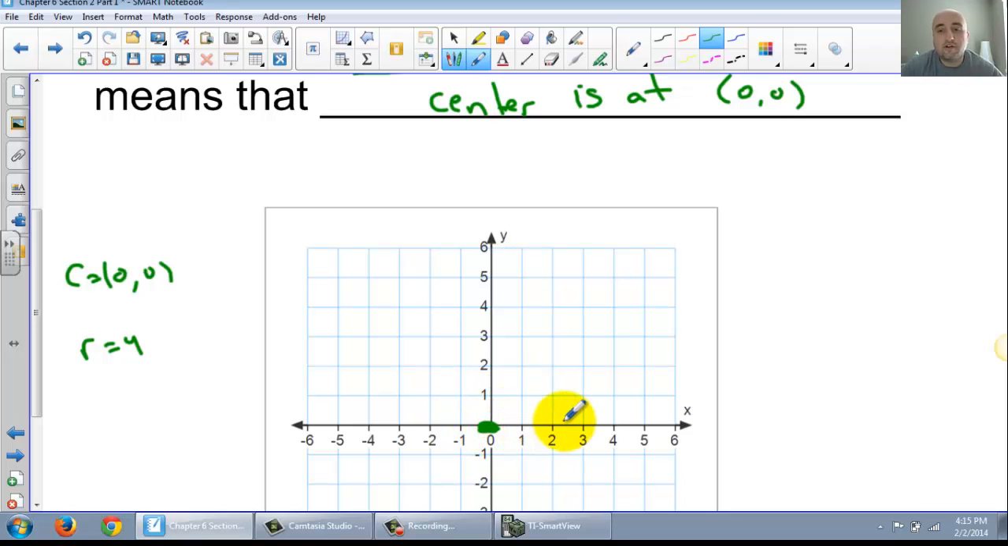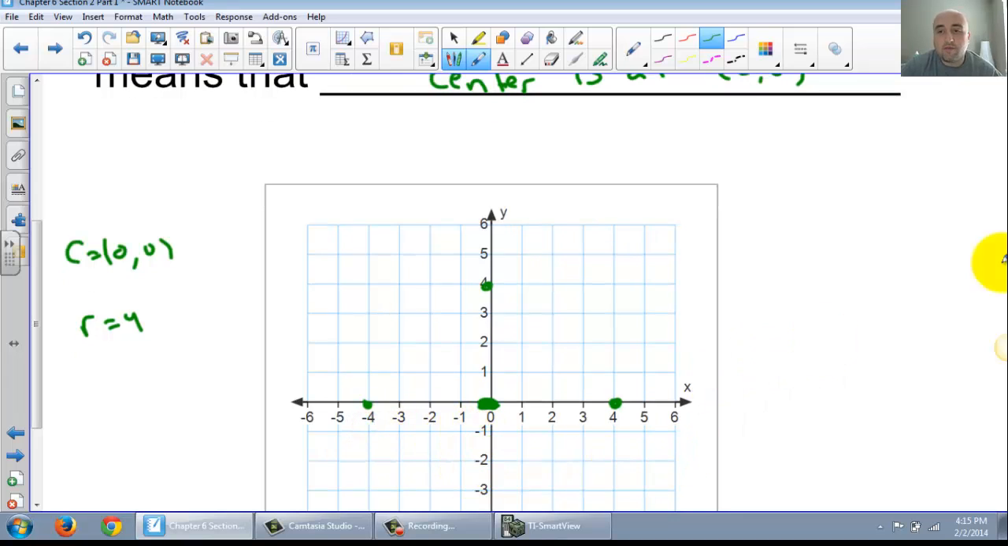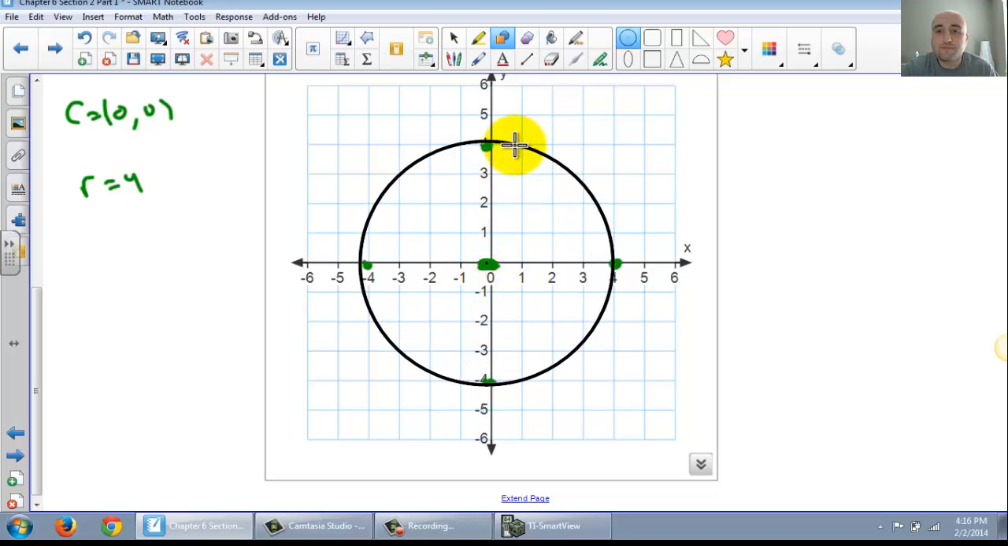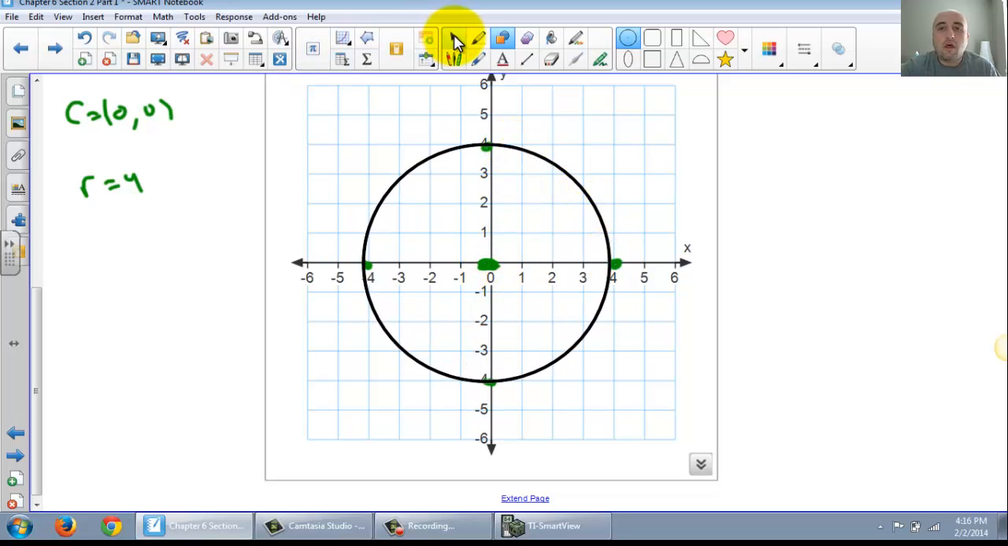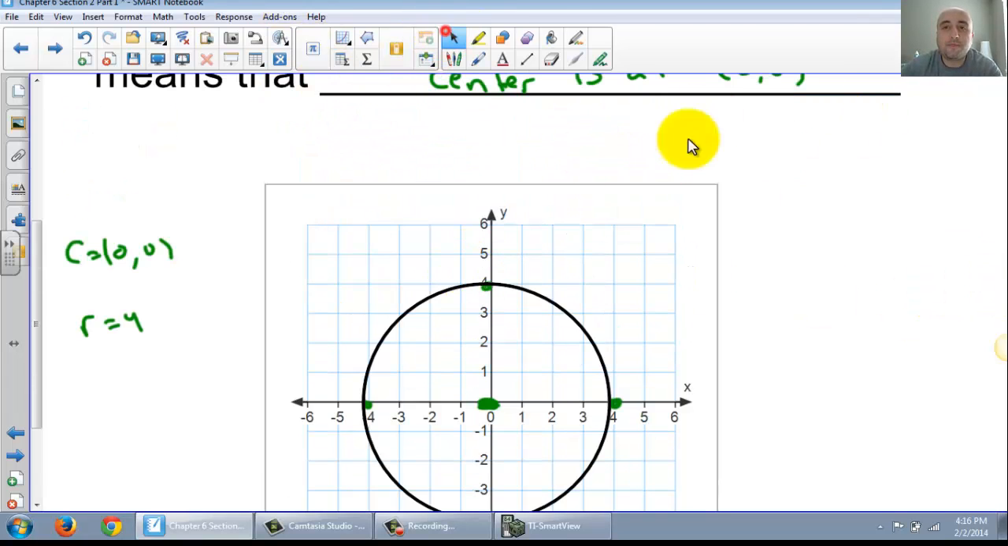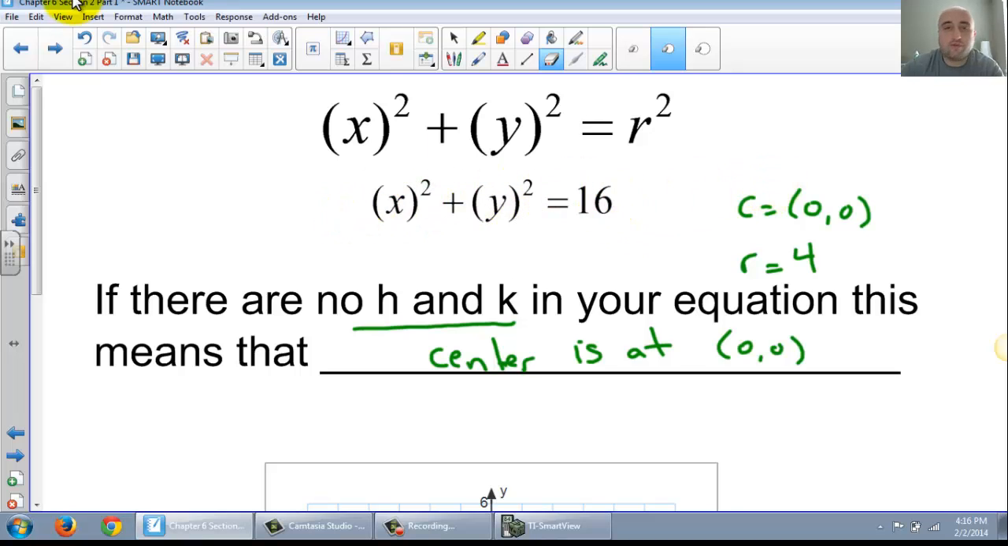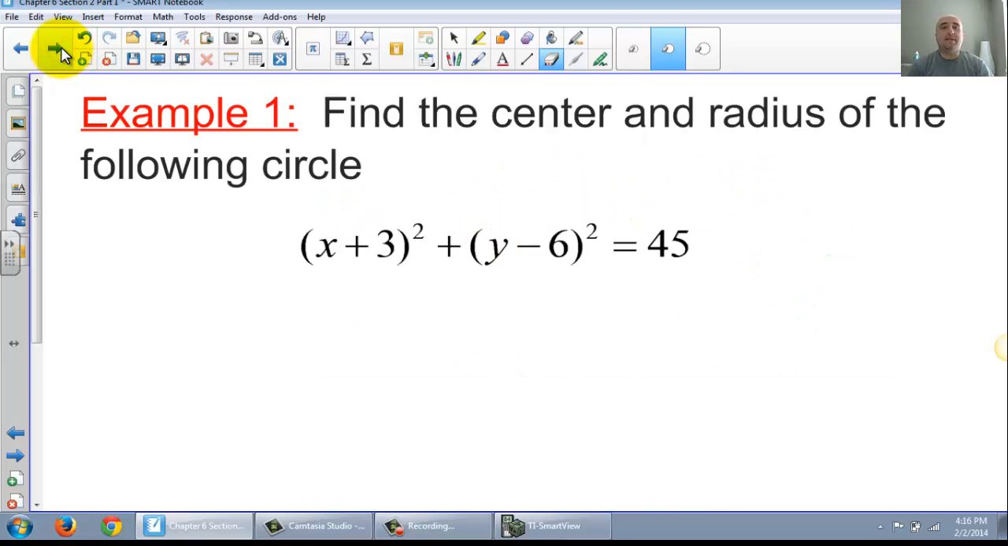Okay, so my center is right in the middle, and I'm going to go 4 to the right. I'm going to go 4 up. I'm going to go 4 to the left, and I'm also going to go down 4, and I'm going to draw my circle. And there it is. Okay, so that was nice and easy. So if you do not have an h and a k in your problem, you should assume that the center is at 0, 0.